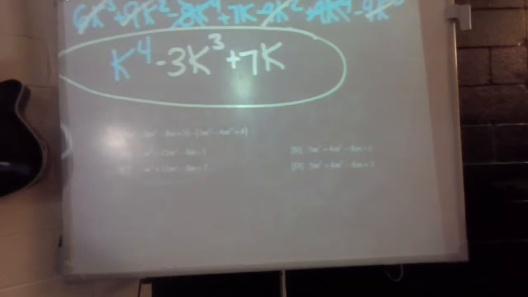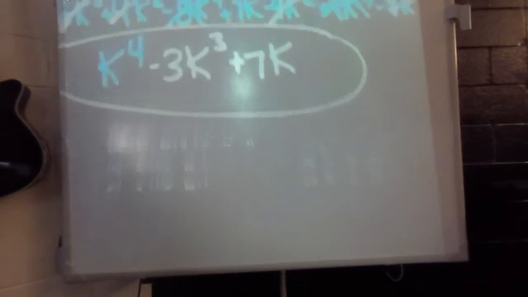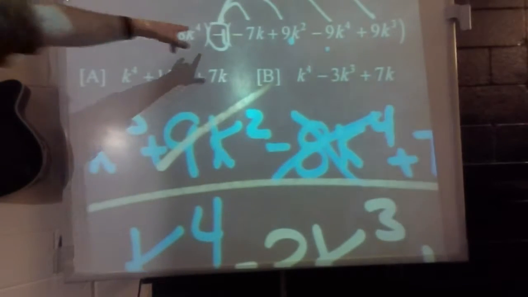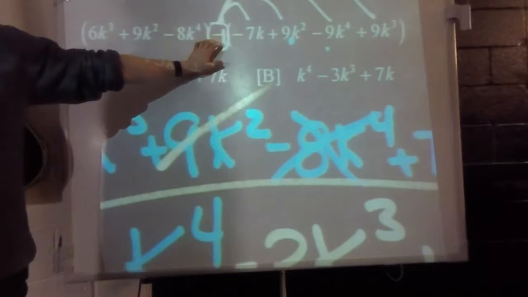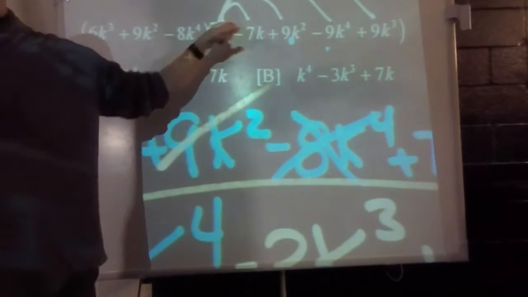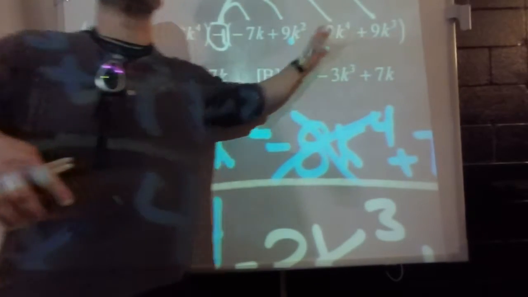So I'm going to put plus 7k. There you go. Now, if there was a plus sign instead of a minus sign, what difference would that make? Everything would stay the same. What happens when you distribute a positive 1? All these pieces would stay the same.